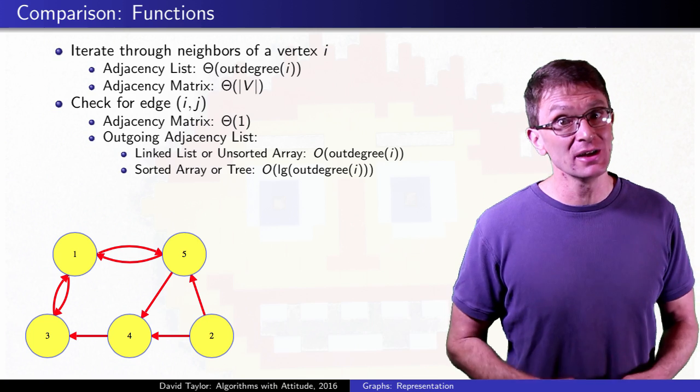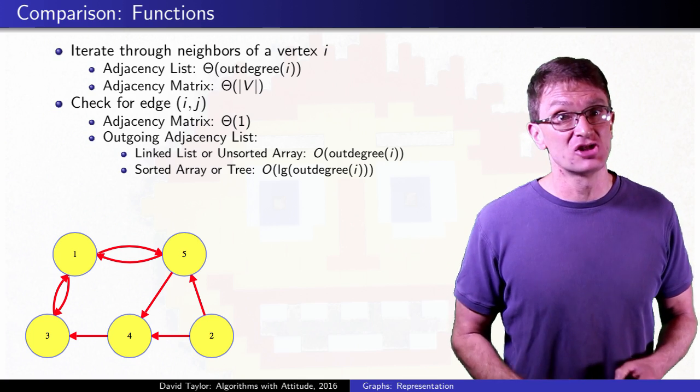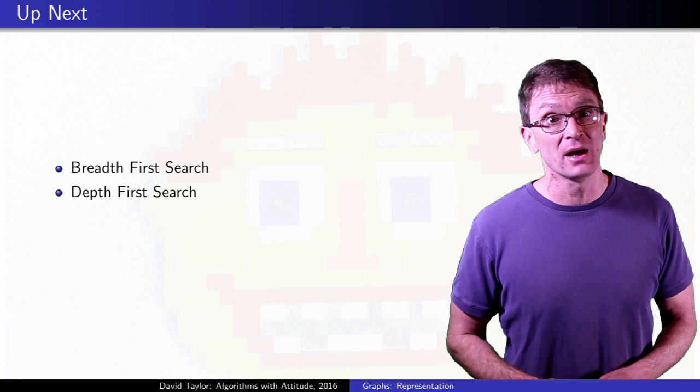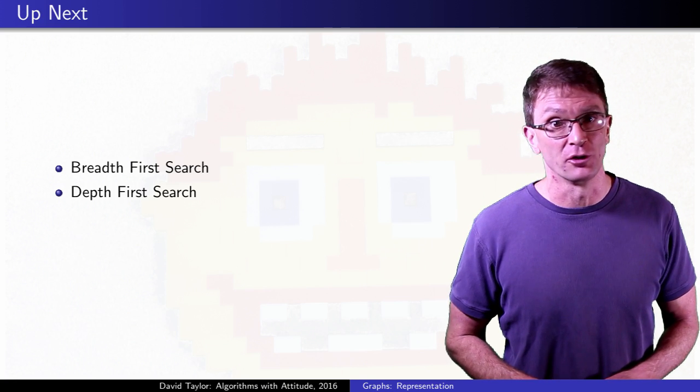Even though we'll occasionally use the adjacency matrix, the adjacency list is our default, including for the videos up next on this playlist, breadth first search and depth first search.